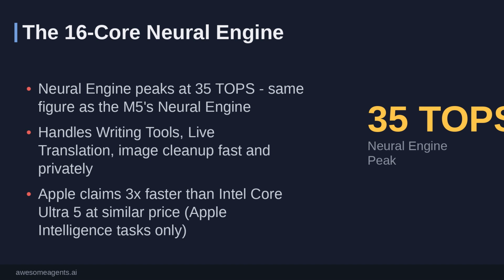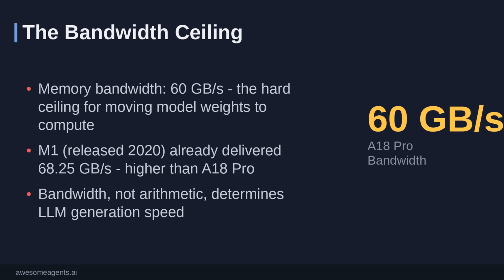Let's get into that. The neural engine is 16 cores, 35 TOPS. That sounds impressive. It does. And honestly, the neural engine is real. It isn't a marketing label. It handles Apple Intelligence tasks fast and privately. Writing tools, image cleanup, translation, all that runs great. But you said there is a catch.